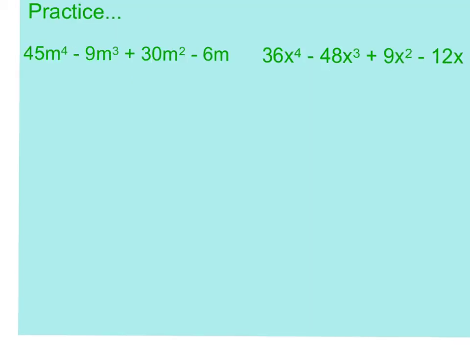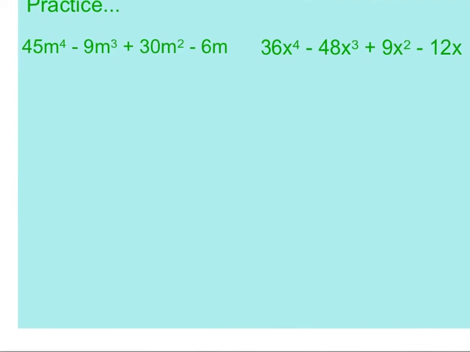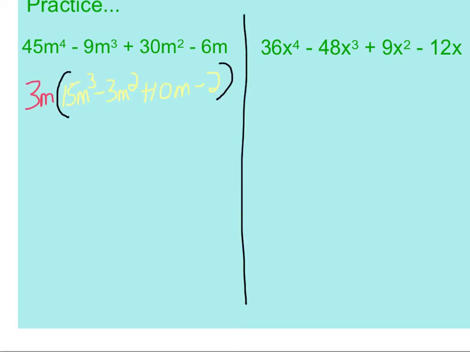Alright, it's our turn to practice this. So, what can I divide all of these terms by? What can I factor out? I know I can factor an m out, and I bet I can factor a 3 out. So I'm going to try that. Here's what I ended up with. If I divide these all by 3 and by m, because that's an m in each one, I end up with this. So next I am going to put parentheses around these two and factor by grouping.